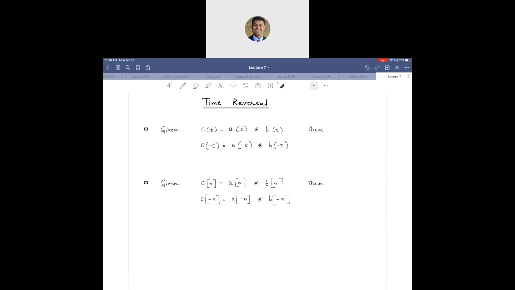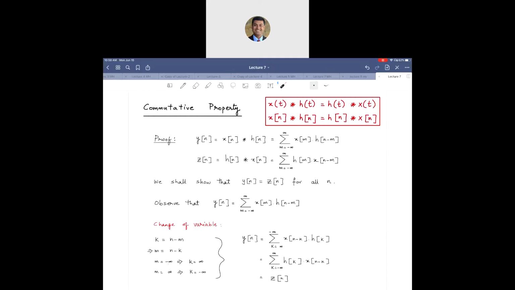Now let's move on to the commutative property. The commutative property is laid out for both continuous time and discrete time in the box above. x of t convolved with h of t is the same as h of t convolved with x of t. So the order in which you do the convolution doesn't matter for continuous time as well as for discrete time. x convolved with h is the same as h convolved with x.